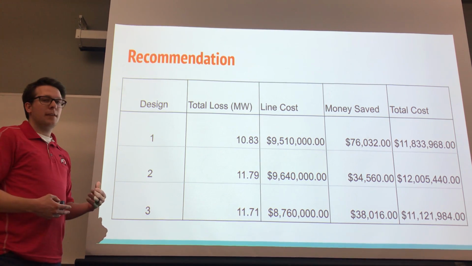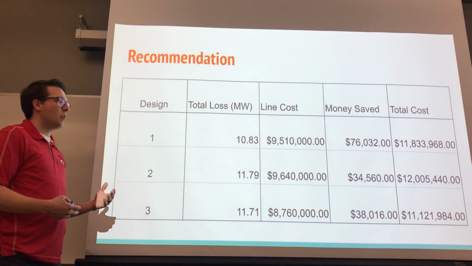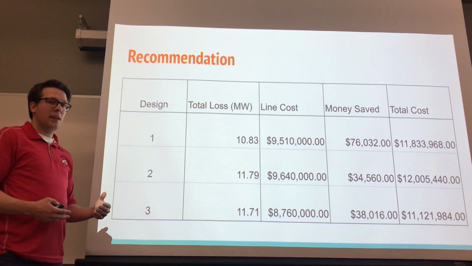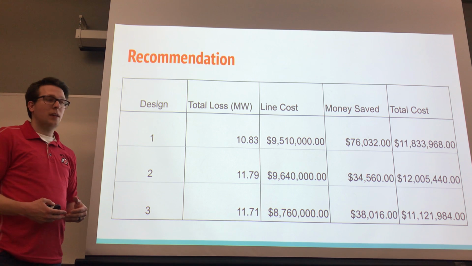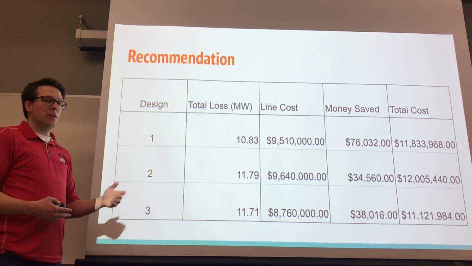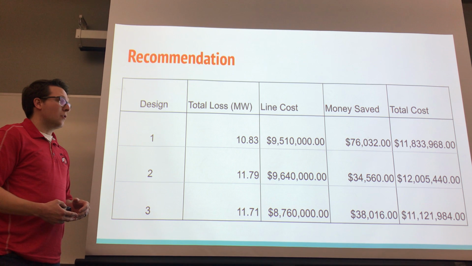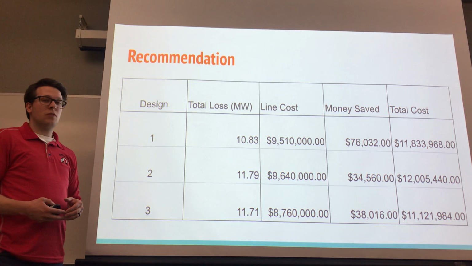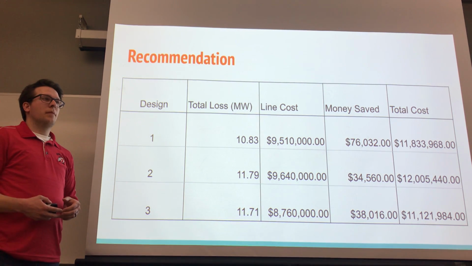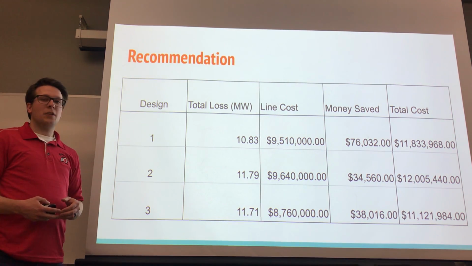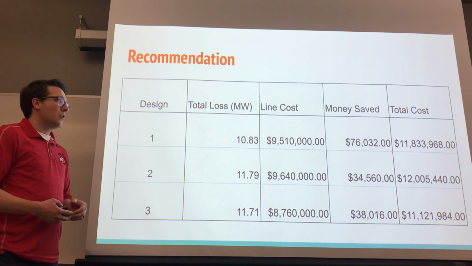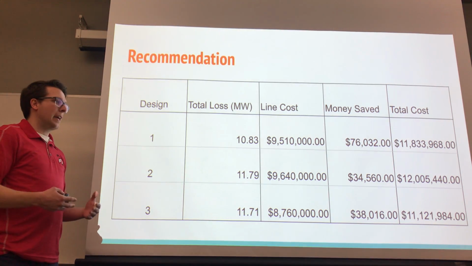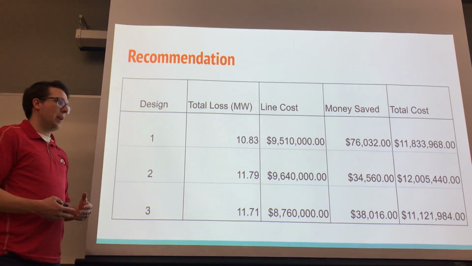One thing that I didn't take into this table was the transformer cost and the bus cost. The reason I didn't put it in there is because they all use the same price, and it was ultimately factored into our total cost. The money saved value is the money you saved based on how much lower your total losses were compared to the original design. So between design 1 and 3, we're deciding which one we'd recommend.